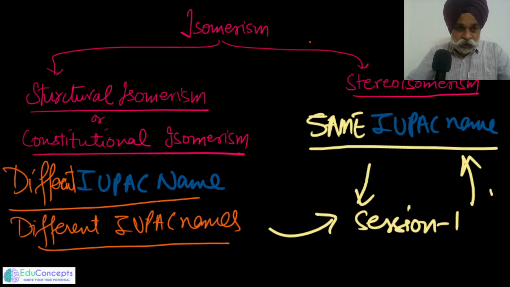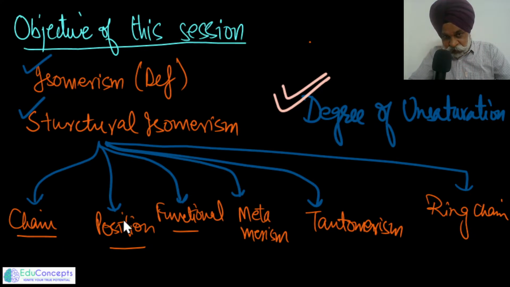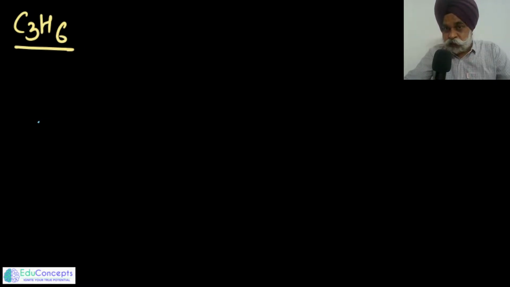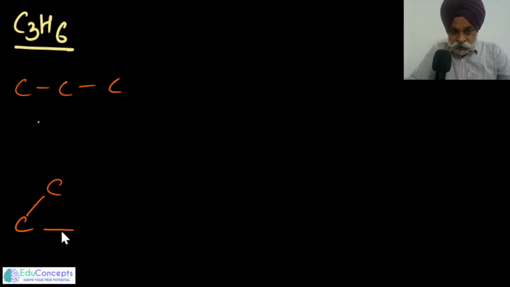Now coming back to the topic of structural isomers. The objective of today's session was to understand this, but before I go into that, I want to touch on degree of unsaturation for 5-7 minutes. What does it mean? Simply, if I write a formula like, let's say, C3H6, it would be available in two forms if I draw it like this or this way. One is the open chain, another is the cyclic.